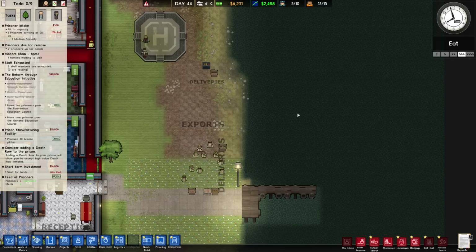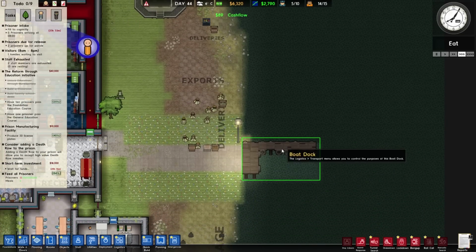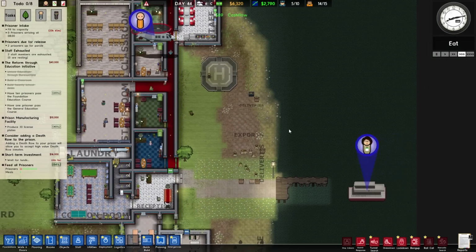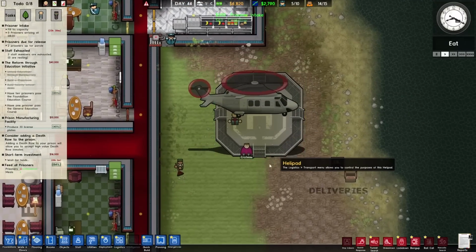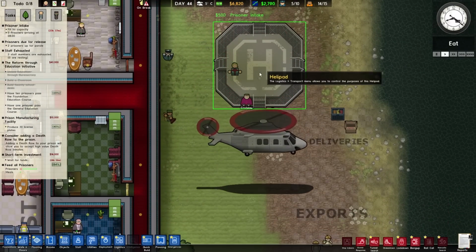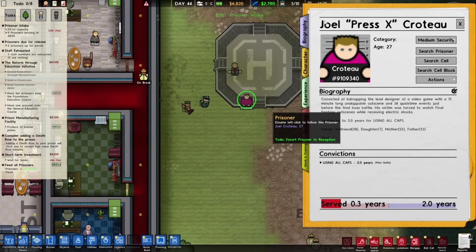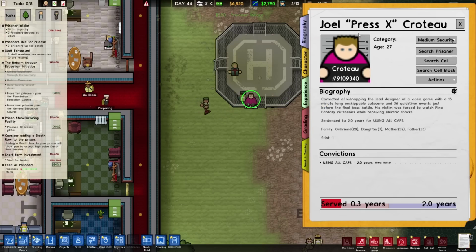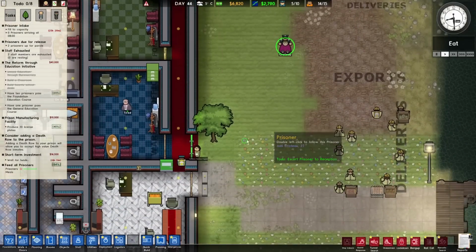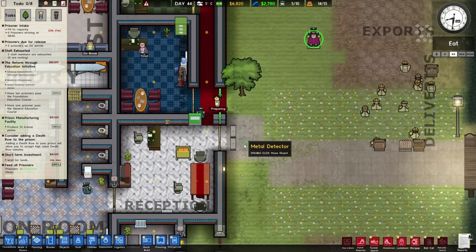Okay, the new prisoner is imminent. Again, I'm pinning my hopes on them arriving via a boat. How are they getting here? Oh, and they're coming in via helicopter as well. It's very fancy goings on. Right. Okay, there is a prisoner. Croto, so Joel, press X, Croto, is in for using all caps. Okay, outrageous behaviour, but okay, let's see if the metal detector things are going to do anything.